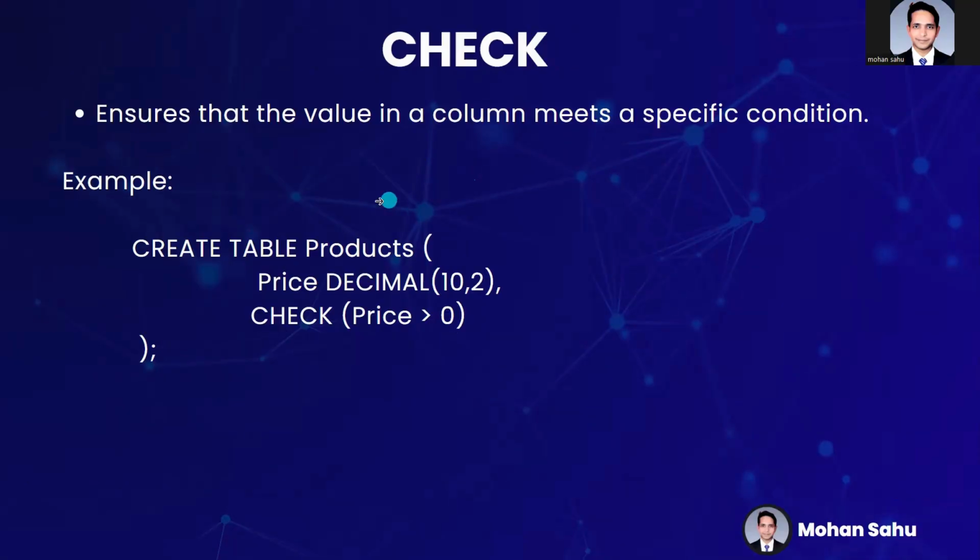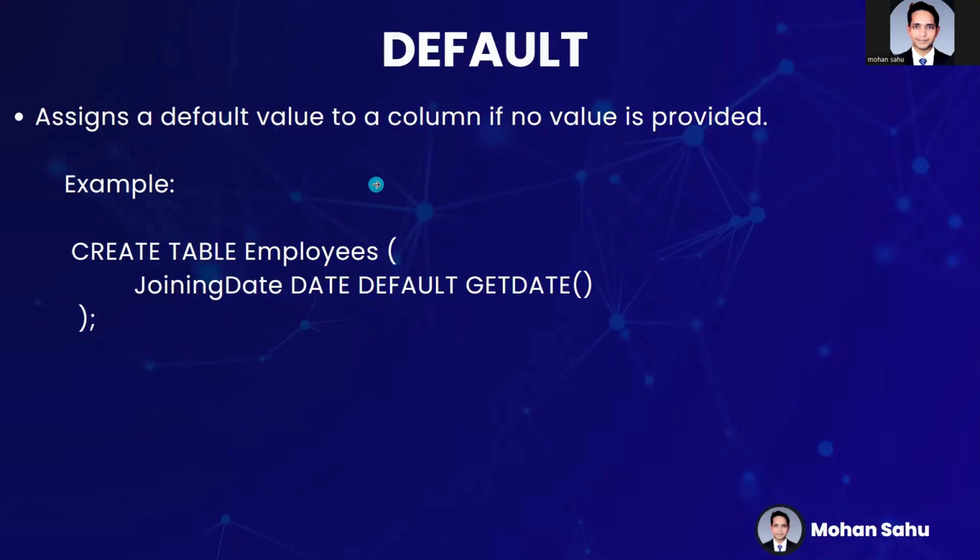Now we have the check constraint. It ensures that the value in a column meets a specific condition. For example, here we are creating a table called products, where price is a decimal, but we are making sure that no one will insert a price that is negative or less than zero. That's what we are mentioning in the check constraint.